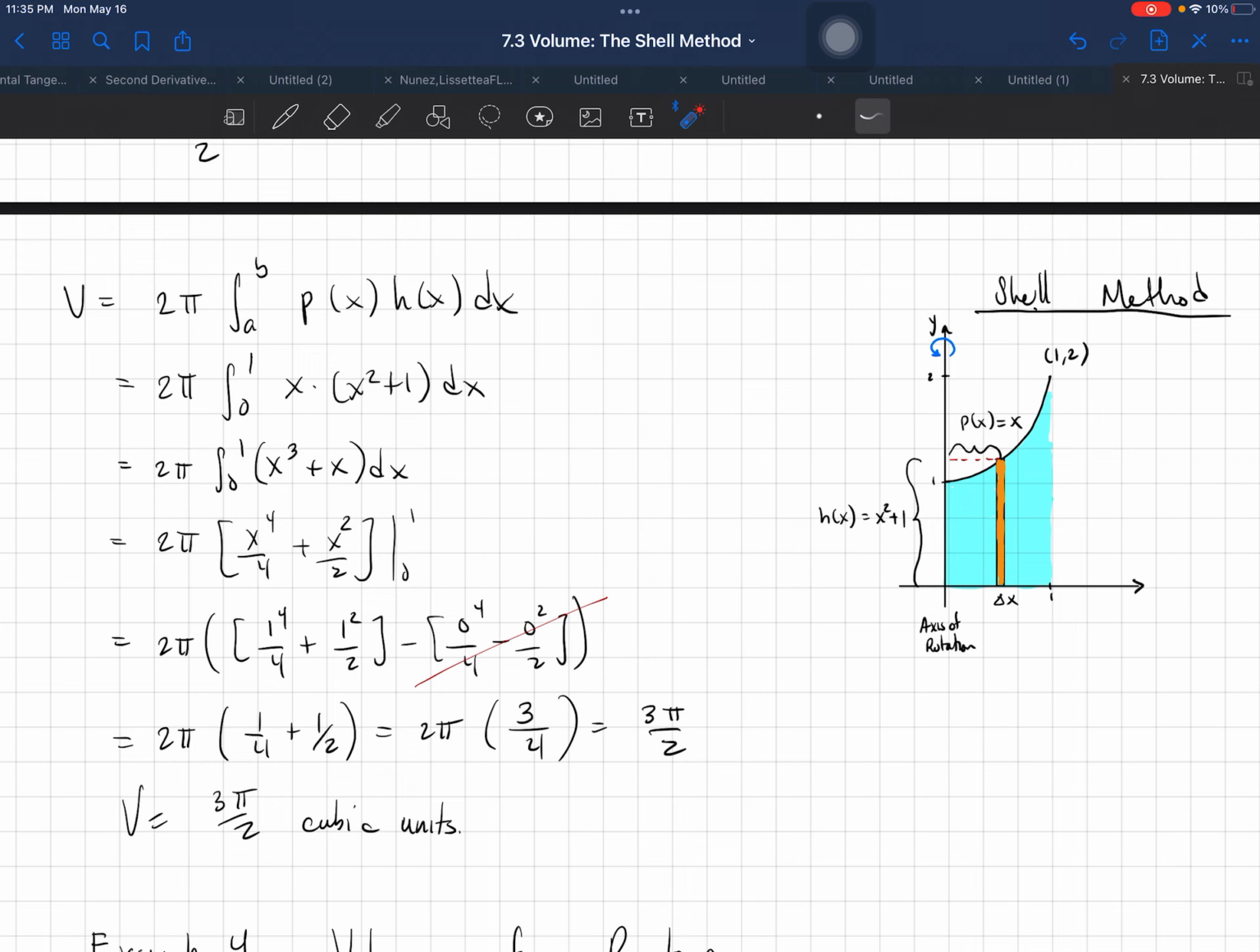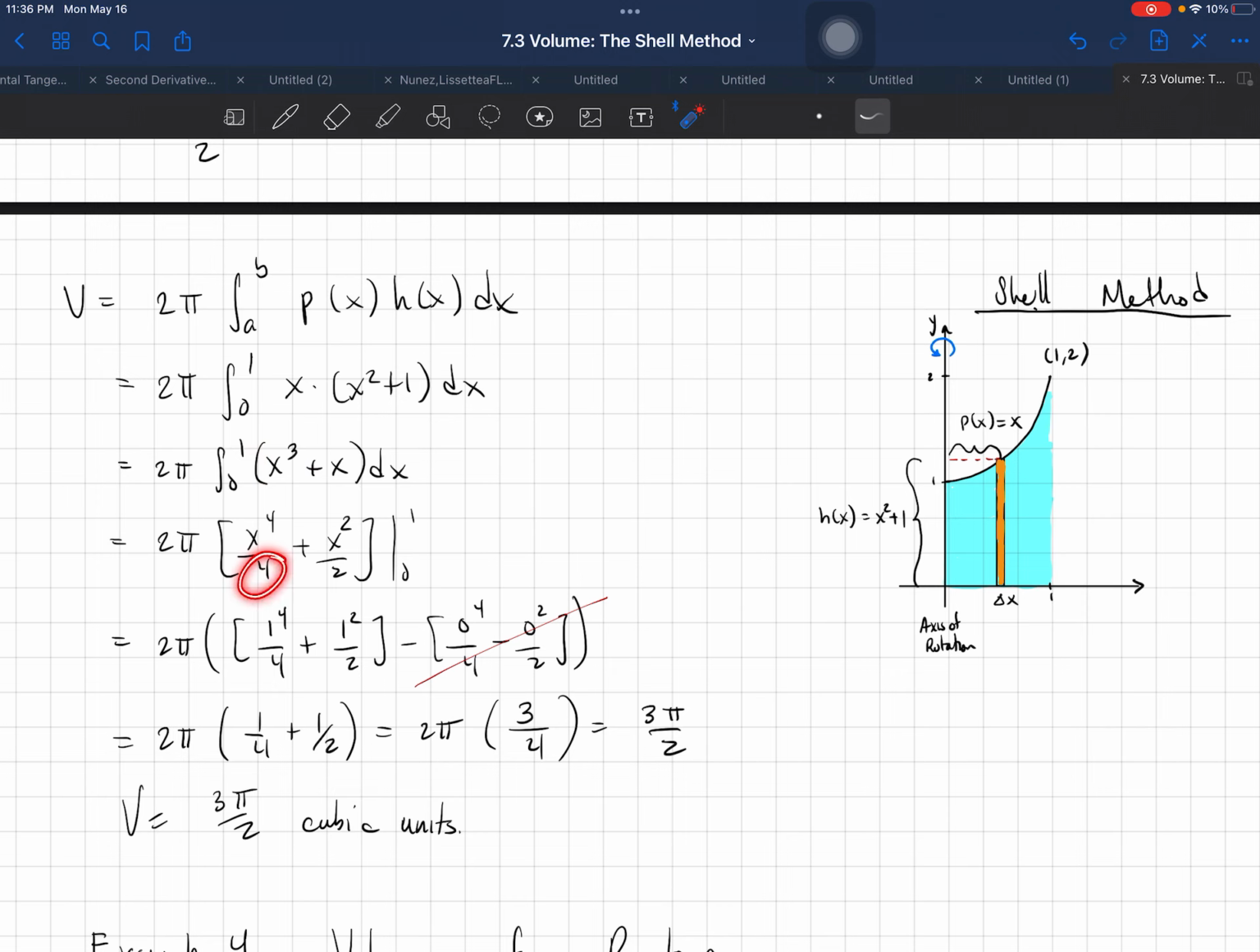The distance of our respective rectangle to the axis of rotation is going to be x, right? There's no change there. And then the height of this rectangle will just be the graph itself they gave us. So we're going to plug it in. So p is x, h of x is x squared plus 1. Use distribution, which gives us x cubed plus x.